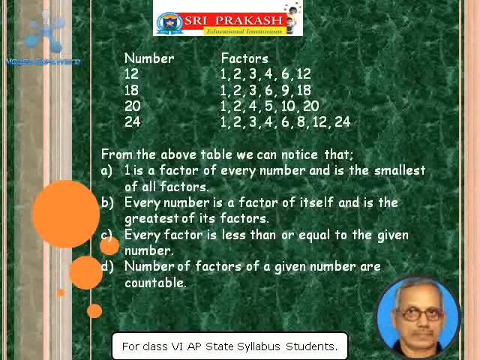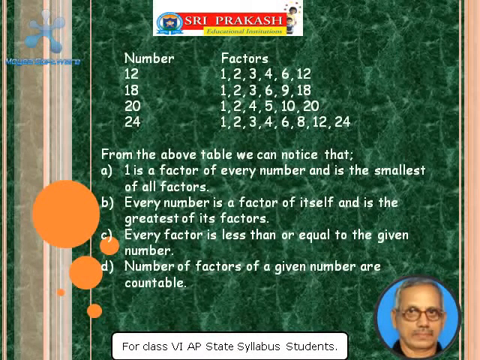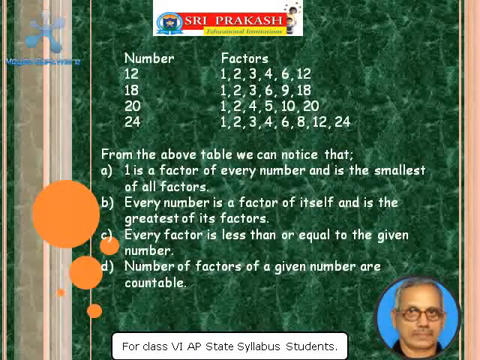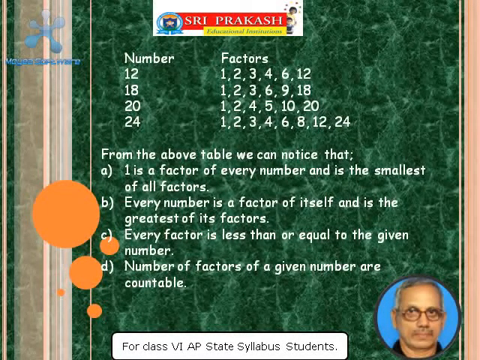From the above table, we can notice that 1 is a factor of every number and is the smallest of all factors. Let me repeat. 1 is a factor of every number and is the smallest of all factors. Every number is a factor of itself and is the greatest of its factors. Let me repeat. Every number is a factor of itself and is the greatest of its factors.